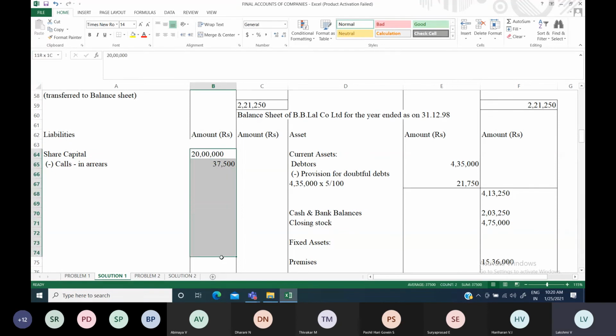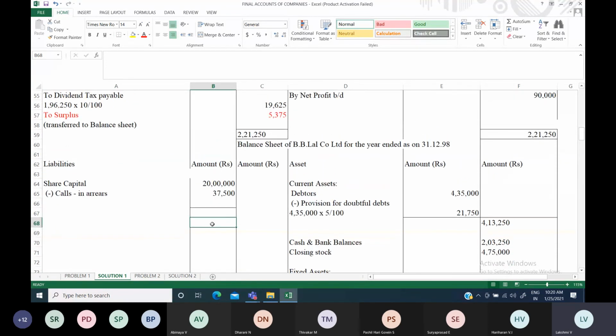Okay, so like this you do it up. Find out how much amount you are getting and put it under the same column itself, because still you have surplus. We still have to add surplus. So just find out and put it under the first column itself. 20 lakh minus 37,500. How much? 19 lakh 62,500.